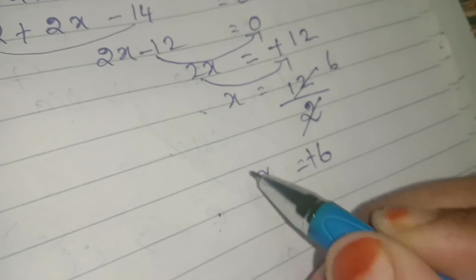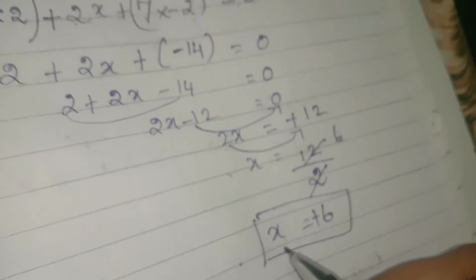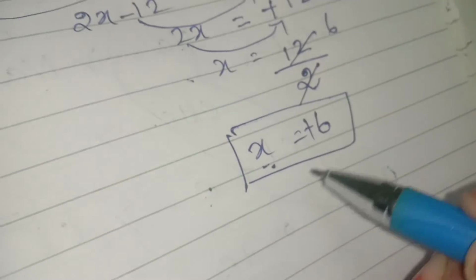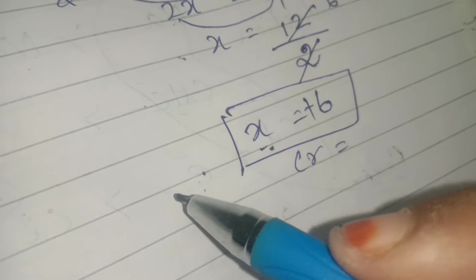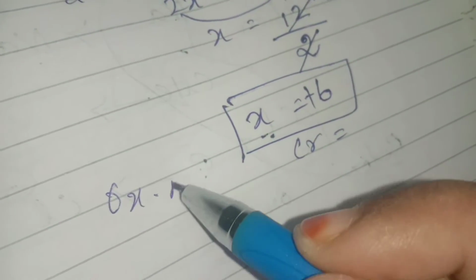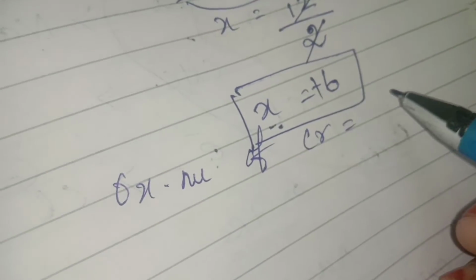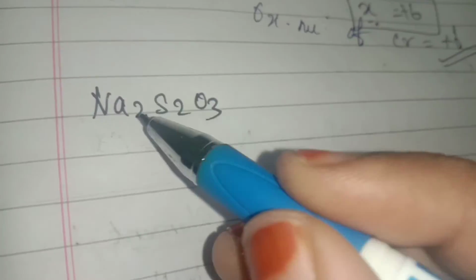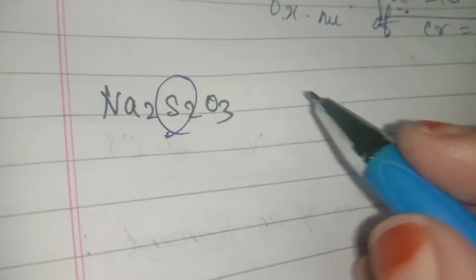What 6? +6. Here which element value we are calculating? Chromium. So the chromium value is 6 here. Oxidation number of chromium. Oxidation number of chromium is +6. Okay. Oxidation number for sulfur we are going to calculate here.